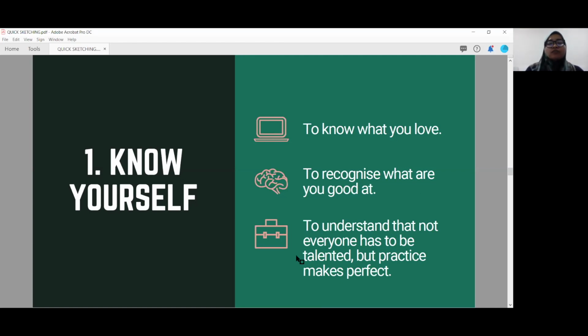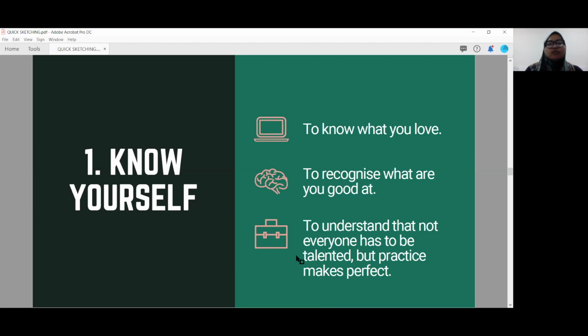Okay, so I always train myself, practice to do the sketching of what I love. And to recognize what you are good at. This is particularly subjective, but you know yourself. You know perhaps which medium of colors you are good at. Maybe you are good in watercoloring, or you are good in marker painting and whatnot. So recognize that potential in yourself.